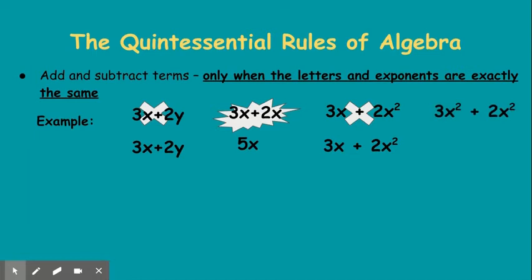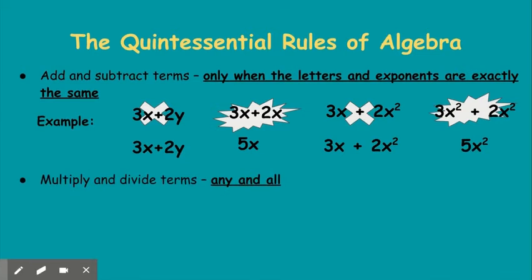Then another example, if I have 3x squared plus 2x squared, well, the terms are exactly the same because we have x squared and x squared. Therefore, we can add those together and get 5x squared.